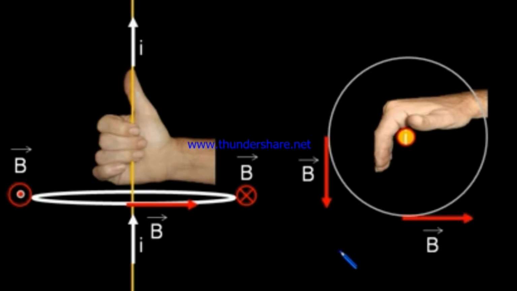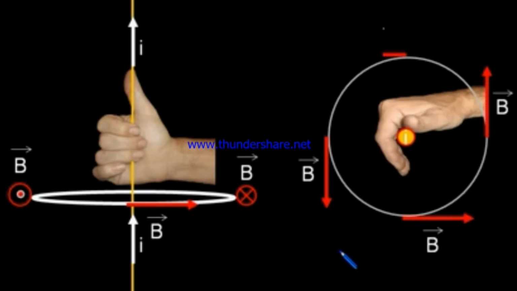The conventional sign for a magnetic field coming out of the plane and normal to it is a dot. In other words, the magnetic field perpendicular to the plane in the upward direction is denoted by a dot. On the other hand, the magnetic field perpendicular to the plane in the downward direction is denoted as a cross.